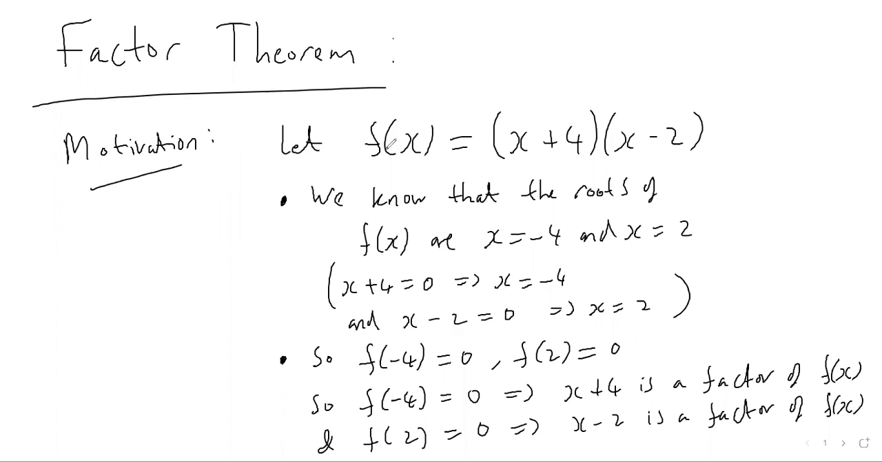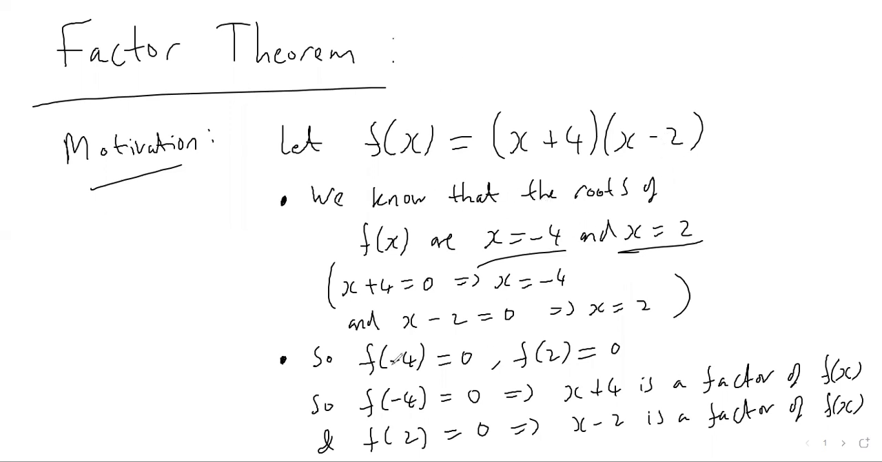So just let f of x be a function, x plus 4 times x minus 2. We haven't really talked about functions yet specifically, and we will come on to that in future videos, but for now, let's just take f of x equals x plus 4 times x minus 2. So we know that the roots of this function are x equals minus 4 and x equals 2. The reason we know that is because if x plus 4 is equal to 0, that means x is minus 4, and when x minus 2 is equal to 0, that means x is equal to 2. So we know we've got roots there.